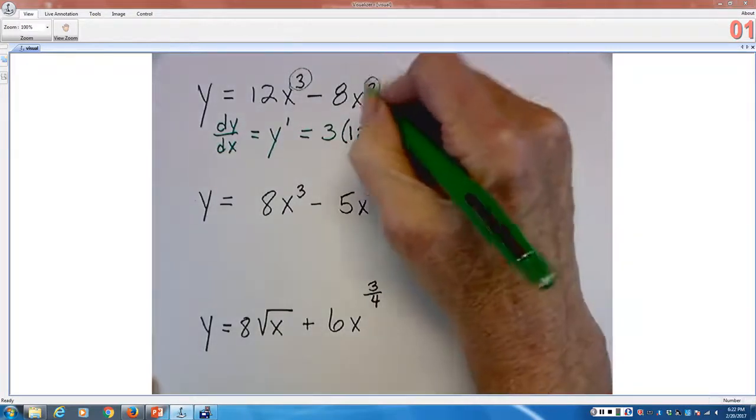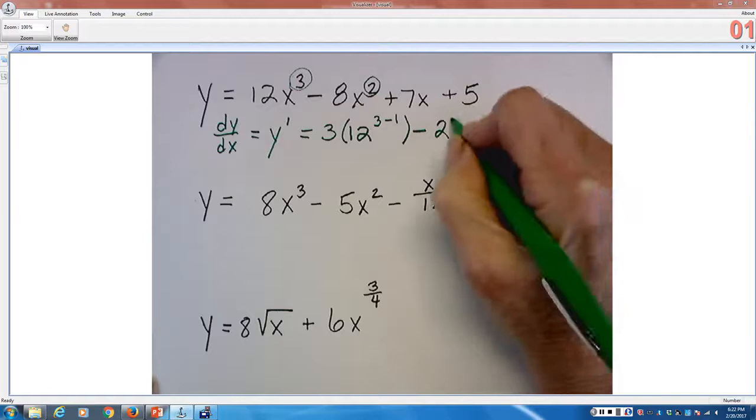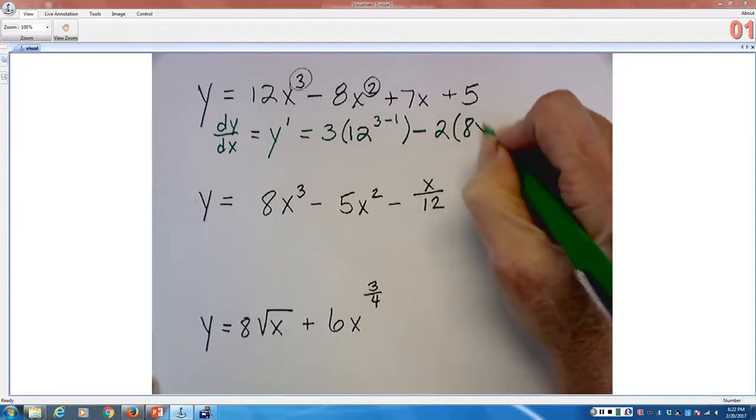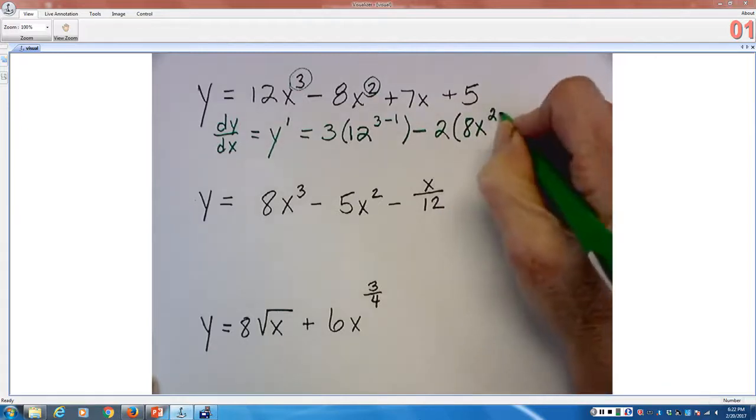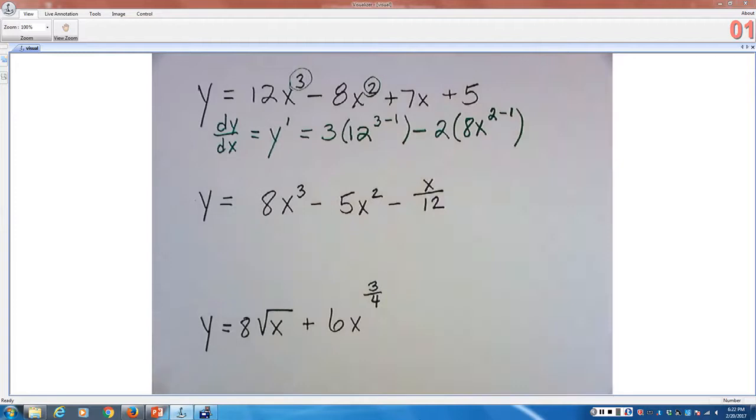Same thing with the next term. Bring your 2 down in front. Keep your 8 right where it is, x, and then 2 minus 1. You reduce your power by 1.